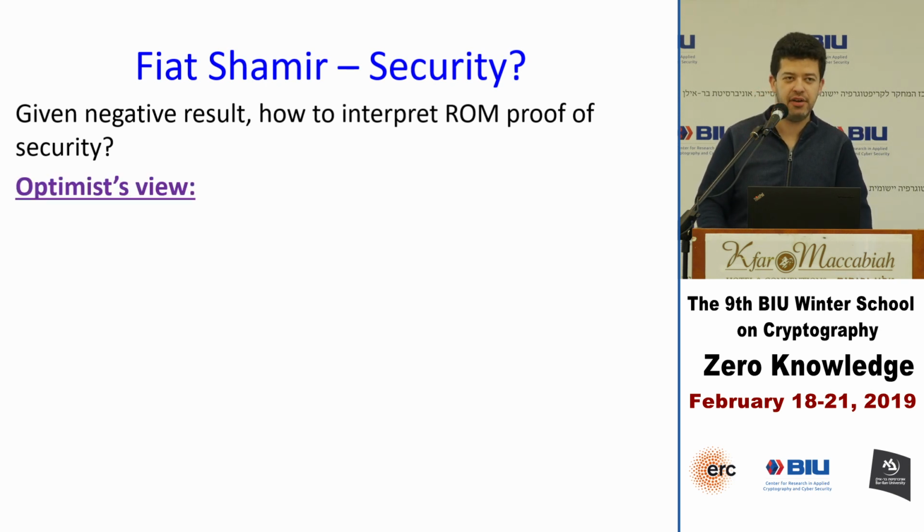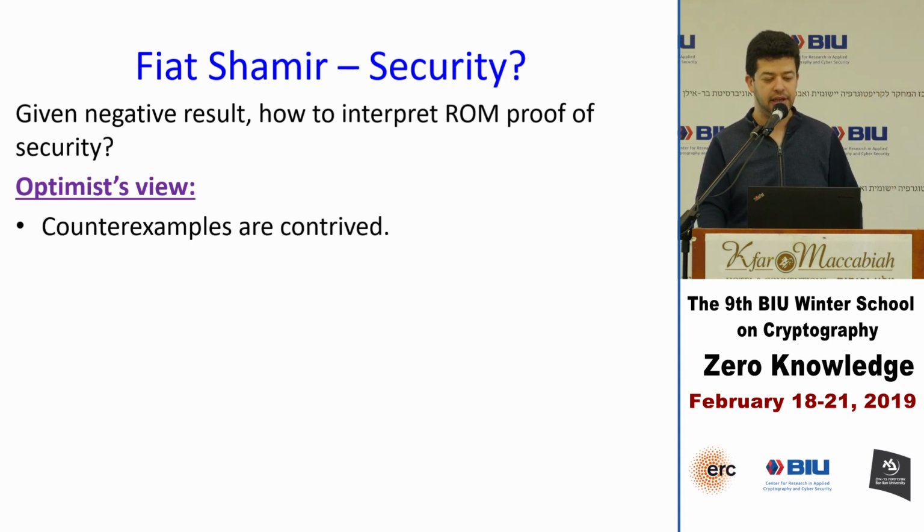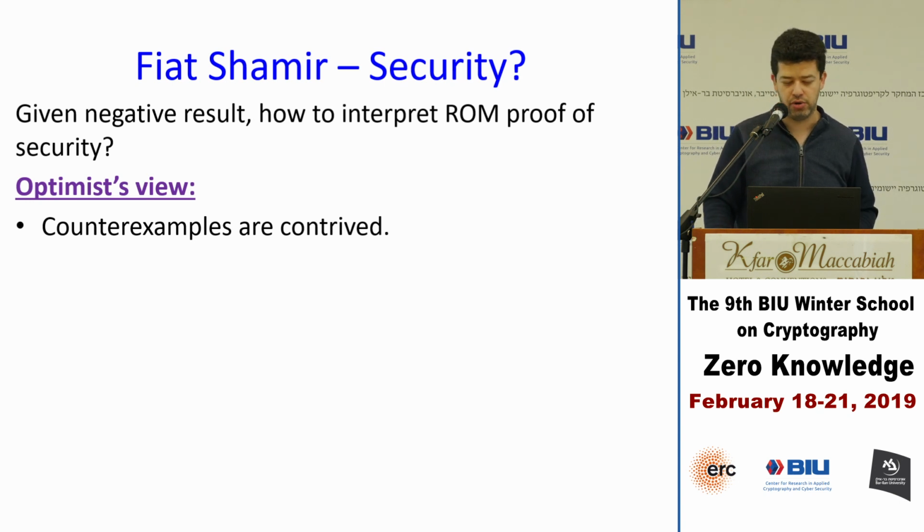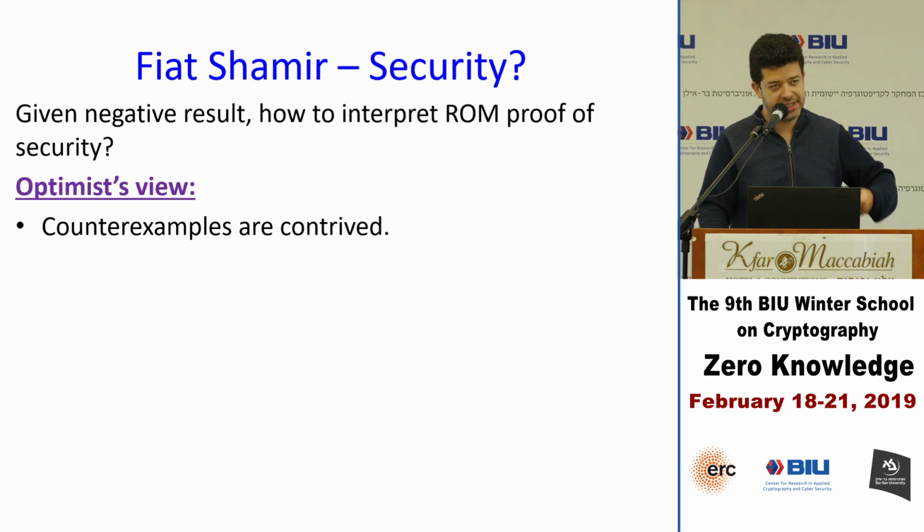So I'm going to give two different views. I'll tell you later what I think among them. The optimist version is that the counterexamples that we have, such as Canetti, Goldreich, Halevi, and others that I'll talk about soon, are contrived. These are not natural protocols like the identification schemes that we use, Schnorr or Okamoto and so forth. They were specifically designed to be insecure when compiled with Fiat-Shamir.